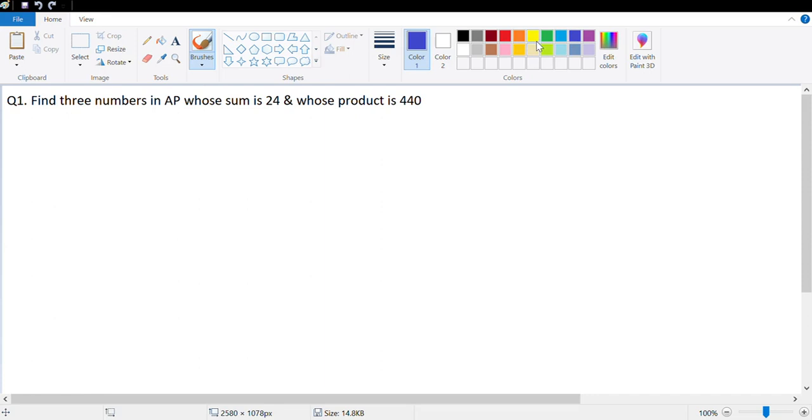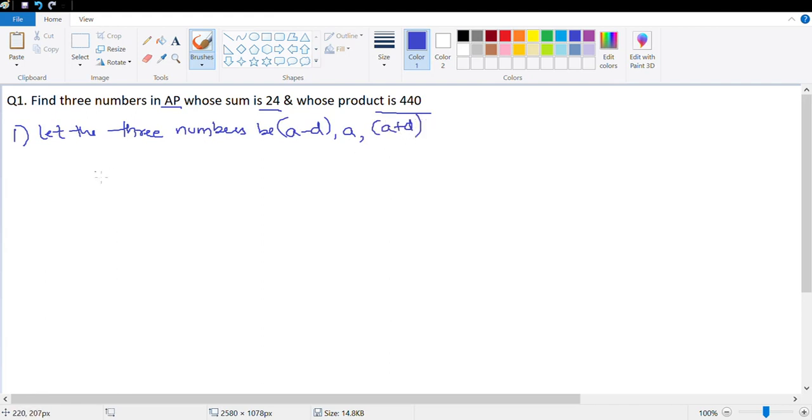So the first question that we do is question number 1. It says find 3 numbers in an AP whose sum is 24 and whose product is 440. This is an odd number of terms, so we will take them as a minus d, a and a plus d. So let the three numbers be a minus d, a, and a plus d.